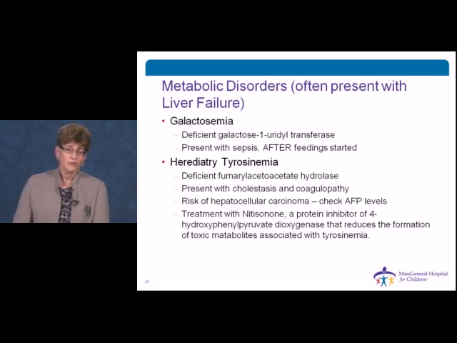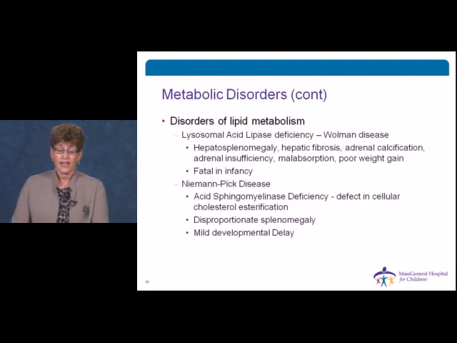However, even treatment with that will not decrease the risk of hepatocellular carcinoma, so checking AFP levels on an ongoing basis is still important in those babies and as they become adults. There's the whole category of lipid metabolism disorders, and many of these are associated with neurologic abnormalities, and the neurologic abnormalities are very evident fairly early on.